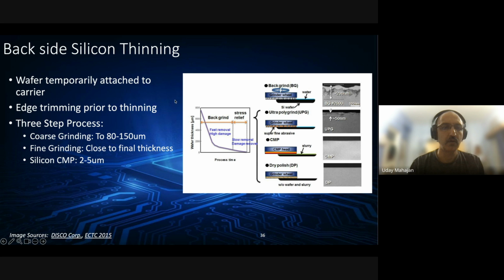The grinding steps themselves are purely mechanical processes, where the grinding wheel acts like a point contact, like a tool bit almost, and shaves off large portions of the wafer surface in every pass. So you can see fast removal causes high damage to the surface, and then you remove slowly, and that recovers or heals the damage on the wafer surface.